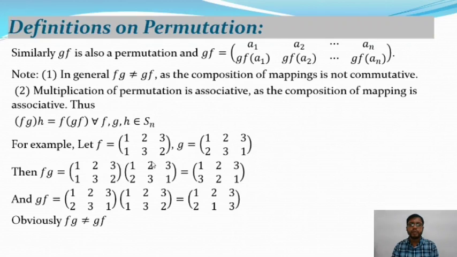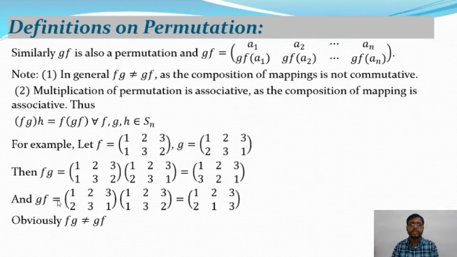Again, in the second permutation 2 goes to 3, and in the first permutation 3 goes to 2, that means 2 goes to 2. Again, for the third element, in the second permutation 3 goes to 1, and in the first permutation 1 goes to 1, so that means 3 goes to 1. So this is the product of two permutations, starting from the second permutation and ending with the first permutation.